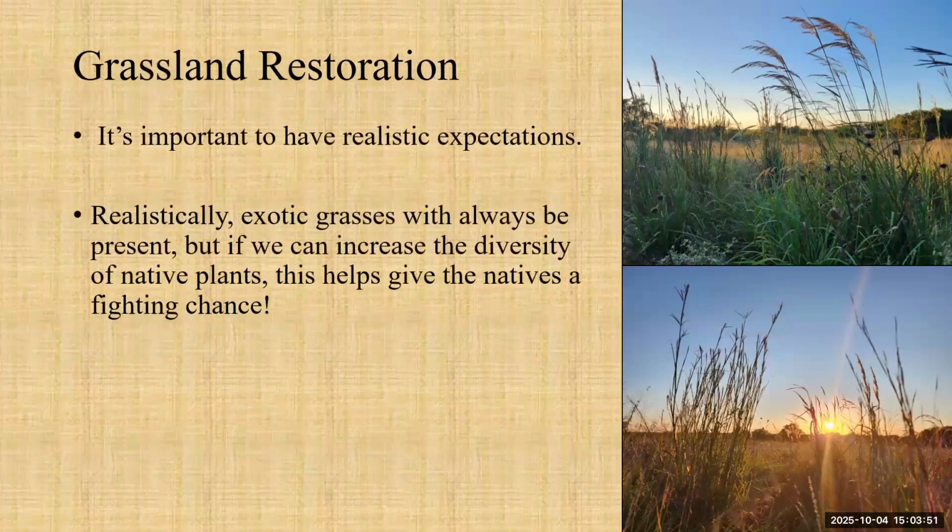When we're doing these projects, it's really important to have realistic expectations. We're trying to improve the diversity of these sites, but realistically, they'll always have these exotic grasses. Oftentimes we're doing 20 to 100 acres, and surrounding that property is exotic grass. So it's going to come in. We're just trying to improve that diversity.